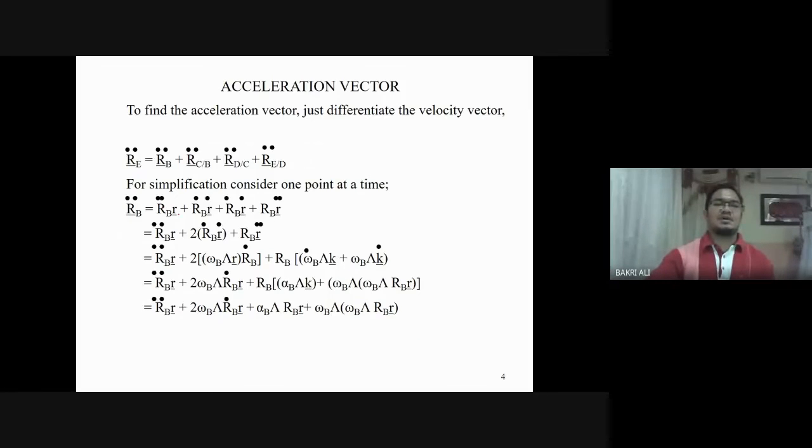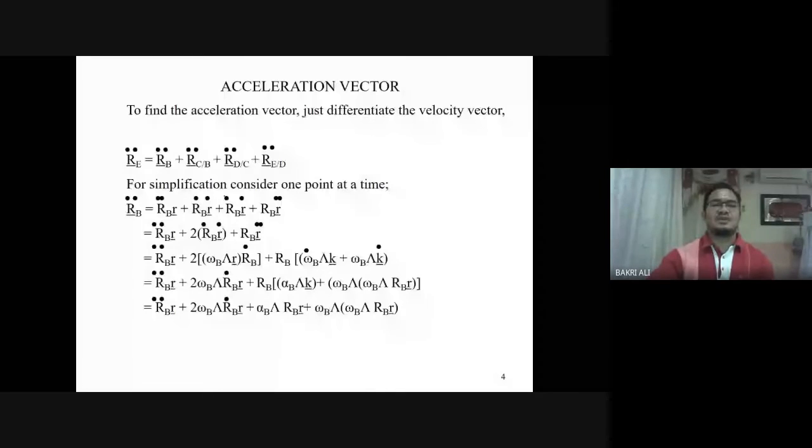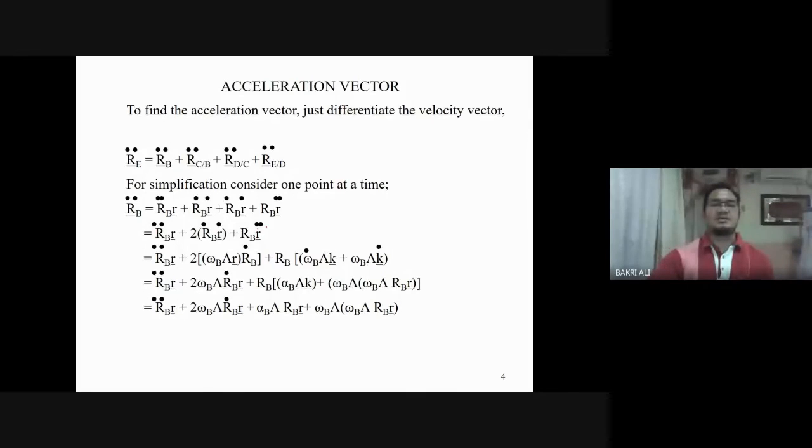So r_B double dot r plus r dot_B r dot plus r_B dot r_B r dot plus r_B r double dot. So this is similar, and we can simplify as 2 r_B dot r dot plus r_B r double dot. Okay, and this is known as Coriolis acceleration, due to the rotation of omega_B cross the unit vector r cross the linear velocity vector. So this is the final line that you need to understand.